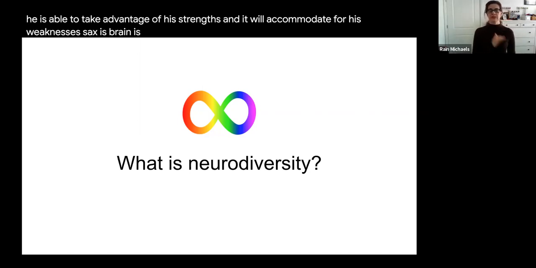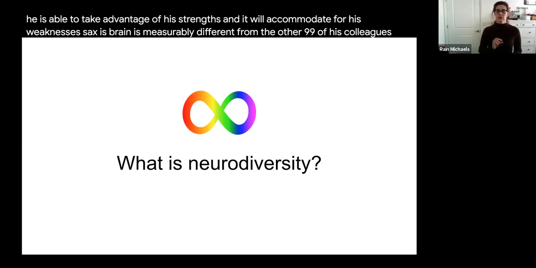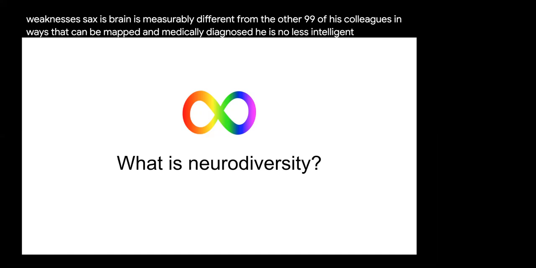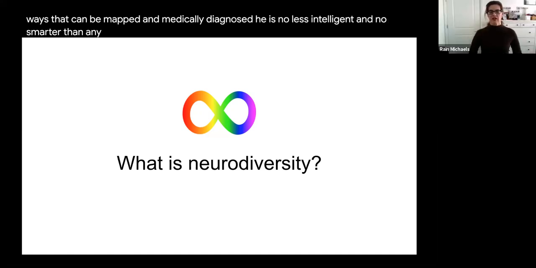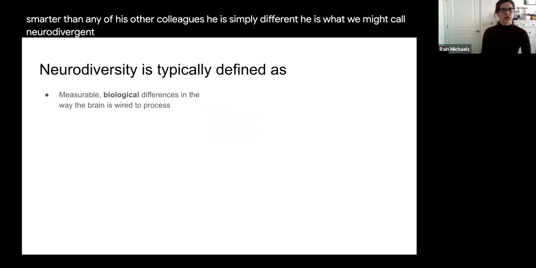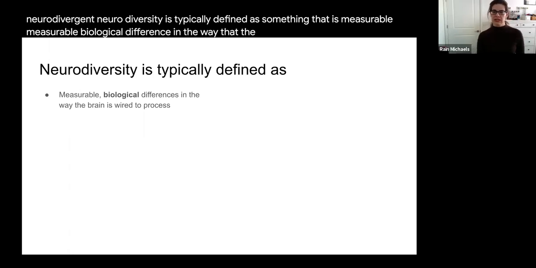Sax's brain is measurably different from the other 99 of his colleagues in ways that can be mapped and medically diagnosed. He is no less intelligent and no smarter than any of his other colleagues. He is simply different. He is what we might call neurodivergent. Neurodiversity is typically defined as a measurable biological difference in the way that the brain is wired to process things such as social interactions, intellectual understanding, and emotions and behaviors.